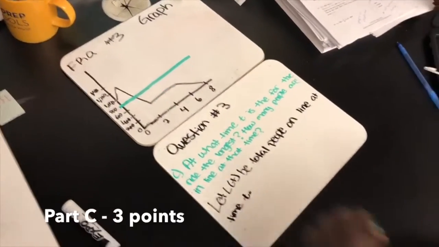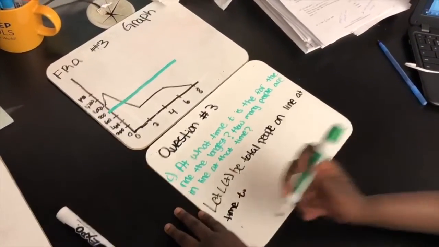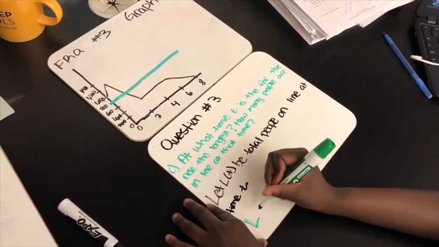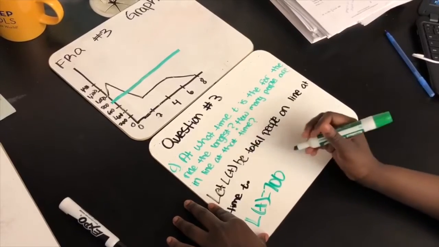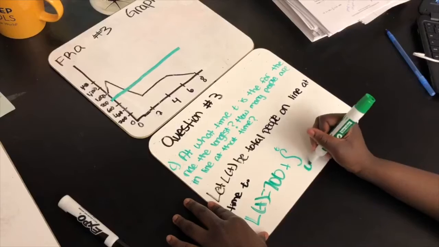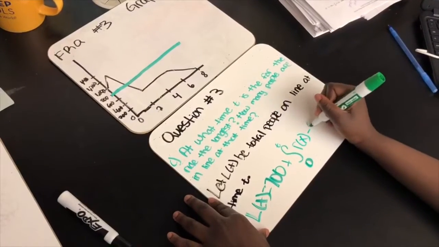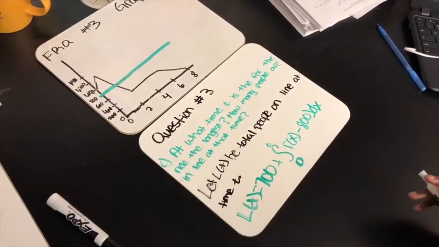So for part C, it reads, at what time t is the line for the ride the longest? How many people are in line at that time? Justify your answers. For part C, you have to let L of t be the total number of people in line at time t. So you write L of t is equal to 700 plus the integral from 0 to t of r of x minus 800 dx. Don't forget to use the second fundamental theorem.